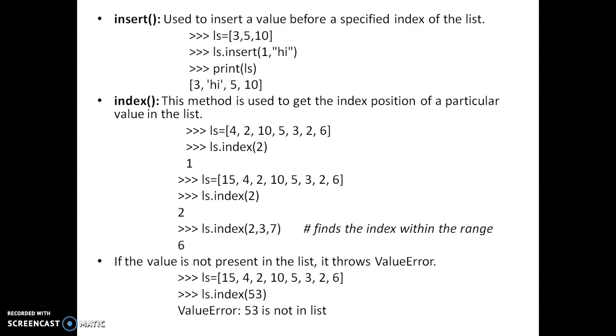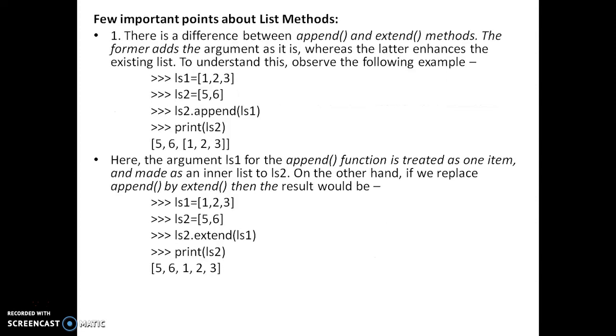Then the index function is used to get the index position of a particular value. If that value is available, it will display it. If the particular value is not available, it will give the error, value error, that is, the particular element is not available in the list. Okay, the index function returns the index of a particular element of the list.